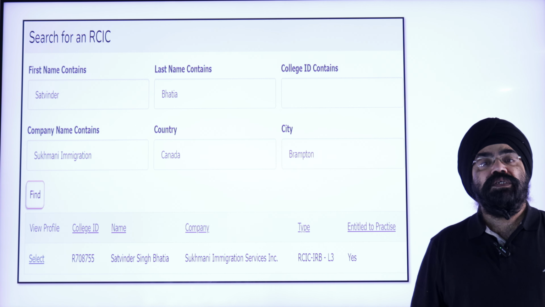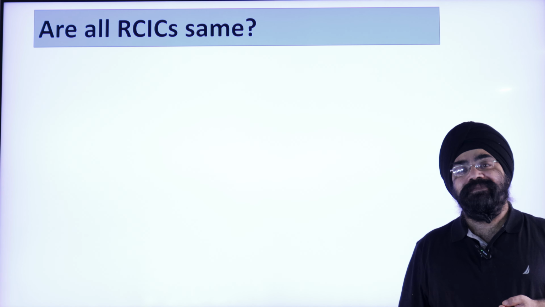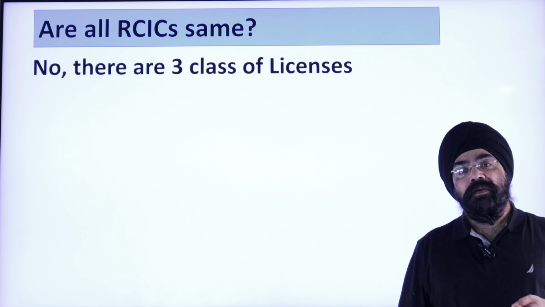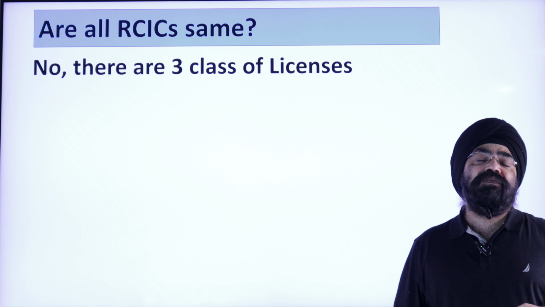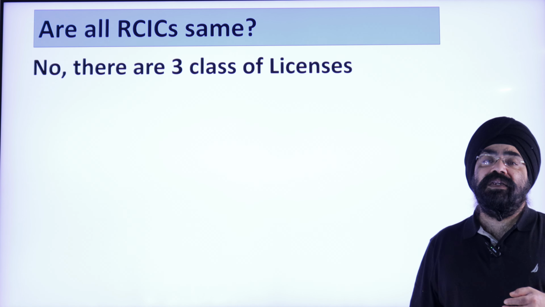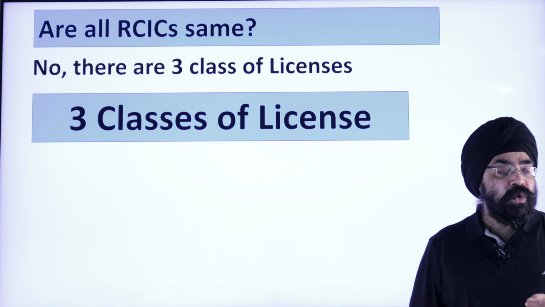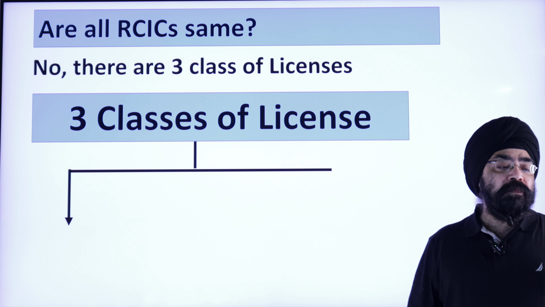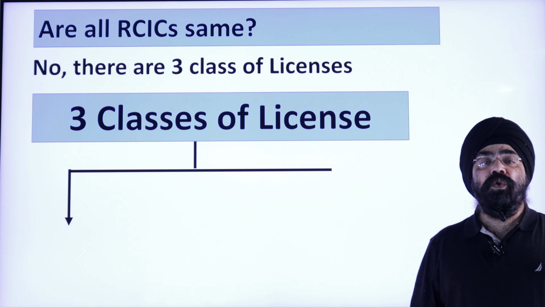So now the question is, are all RCICs the same? No. Unfortunately, all RCICs are not the same. Basically, there are three classes of license. So one is called the L1 license, and L1 is the lowest level of license.